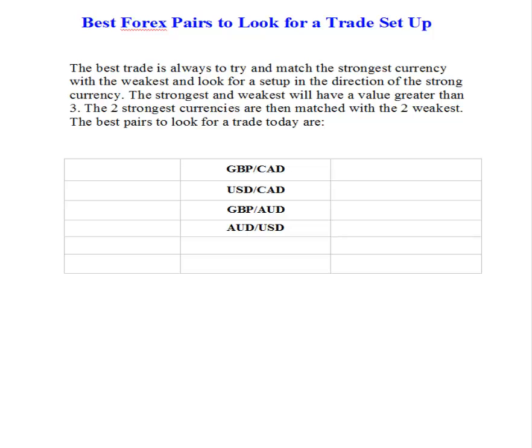In order to choose the pairs that have the highest probability of being successful, we match the 2 strongest and 2 weakest currencies in which to look for a trade. The pair must also have a green ADX or it will not be listed. Today's 4 pairs are listed here.